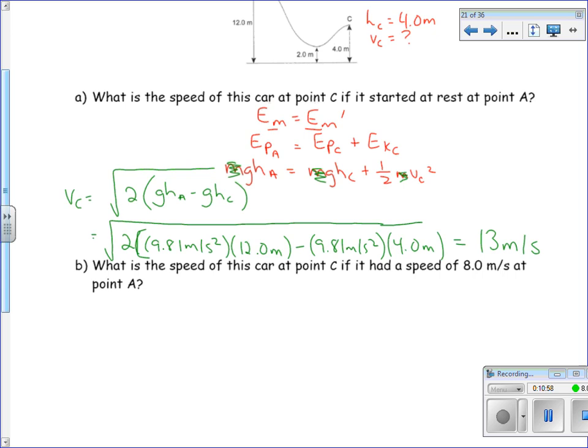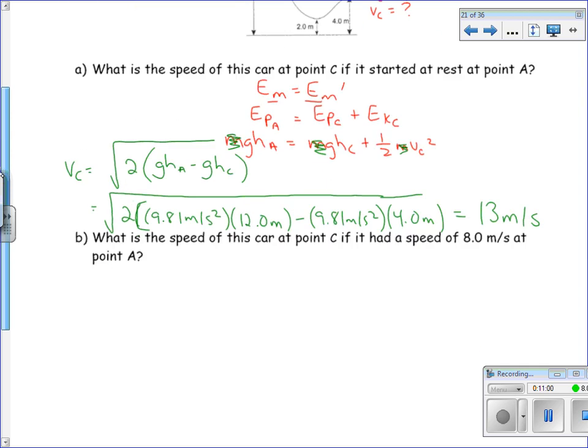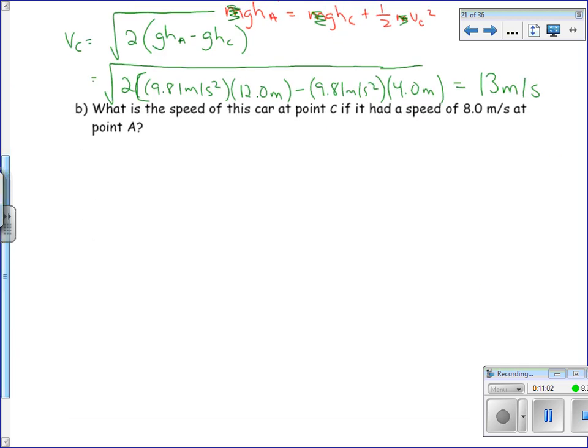For part B, we've got the same setup. So I'm just going to redraw the diagram a little bit here. So we've got this setup here like this, where this is point A and point C. So the heights haven't changed. At point A, we still have a height of 12 meters. And at point C, we still have a height of 4 meters. What we're told now is we want to find the speed at C. But now it has a speed of 8 meters per second at point A.